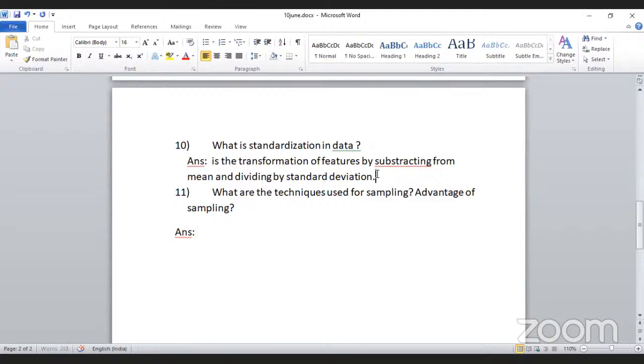Yeah, it is the value from minus 3.14 to plus 3.14.